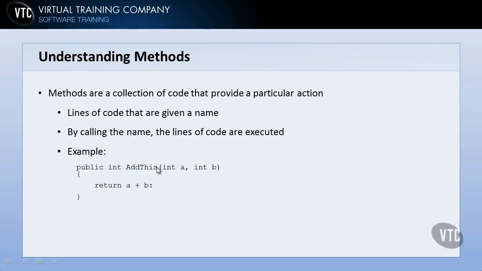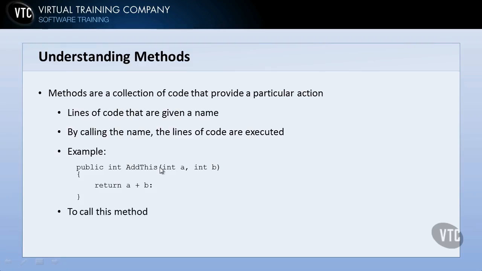Add, this is the name of the method, and these are parameters that allow us to pass in arguments. So we're going to pass in two integers here. One will go into variable A, one will go into B. These will be added together. The integer right here will be returned back to whoever called this.